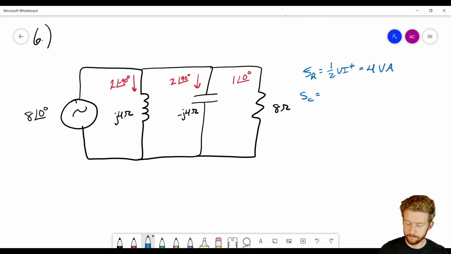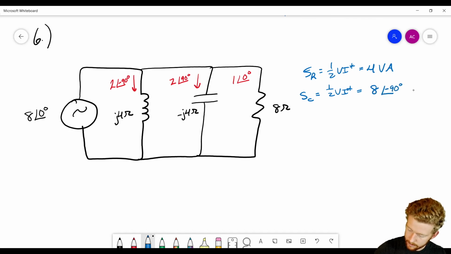Now let's look at that capacitor. So again, it's 1/2 V I conjugate. Now, in this case, our V is going to be the same. So 1/2 times 8 angle 0 times I conjugate. So that's going to be 2 angle minus 90 degrees because we're worried about the conjugate. Okay, so minus 90 degrees. If we multiply that together, we'll find that we are consuming 8 with an angle of minus 90 degrees VA, or this is the same thing as minus j8 VA. Now let's do the inductor.